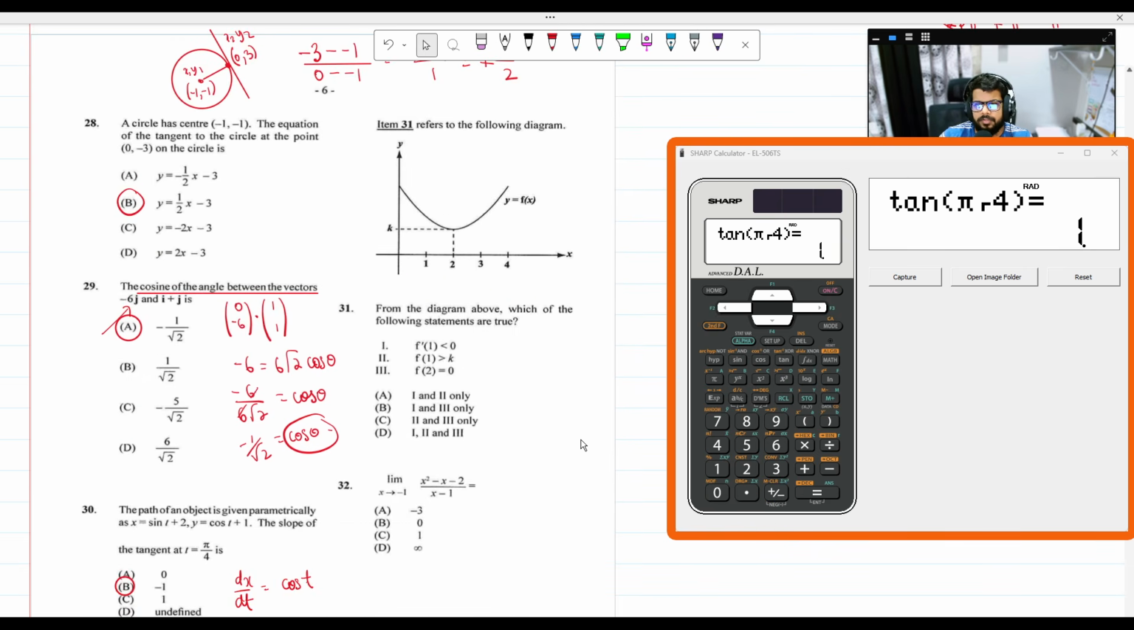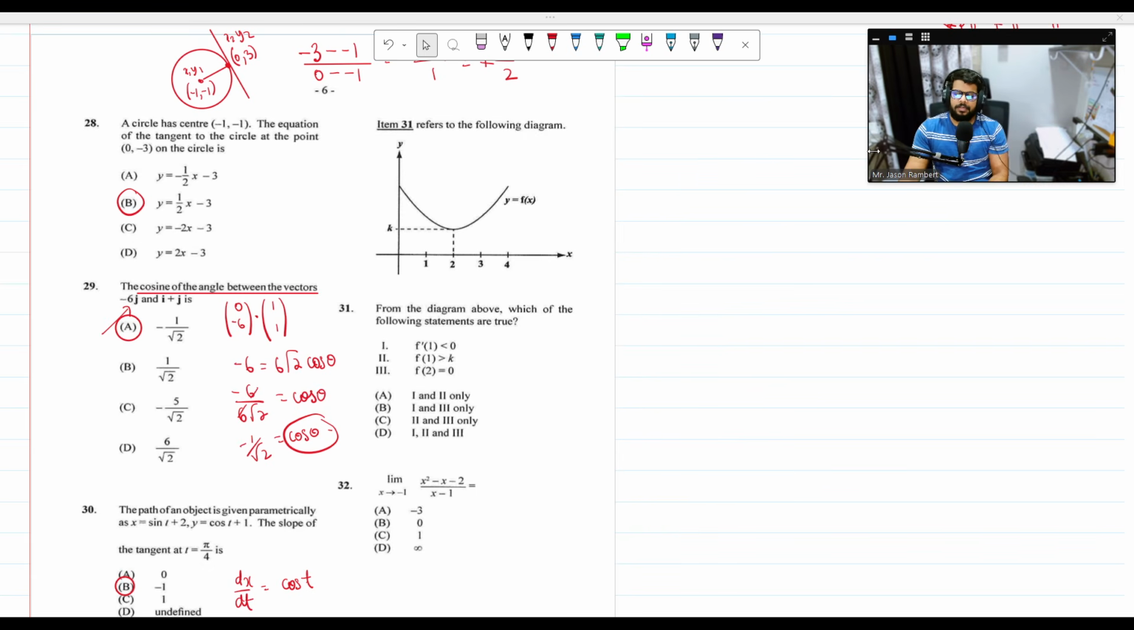Item 31 refers to the following diagram. From the diagram above, which of the following statements are true? So you see when they give you a diagram, and then they give you things to choose from, and then they combine things to choose from, that is where you have to be real careful. Know what you're doing, then do it. Let me analyze 1.